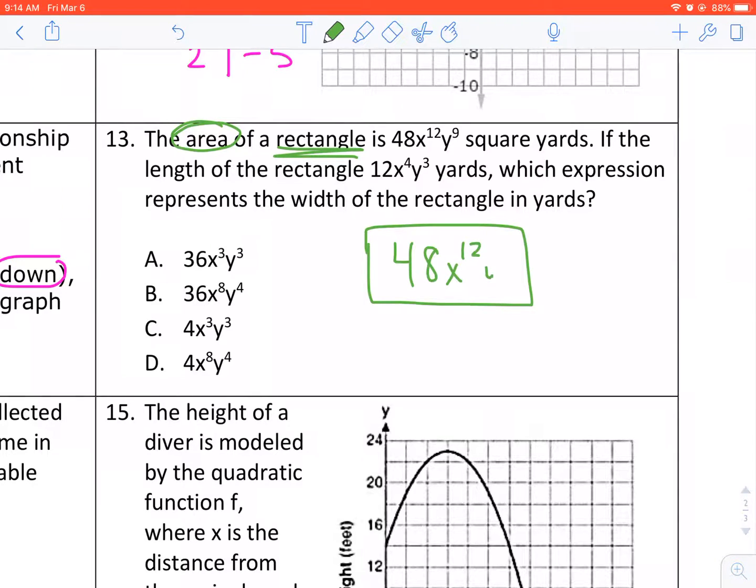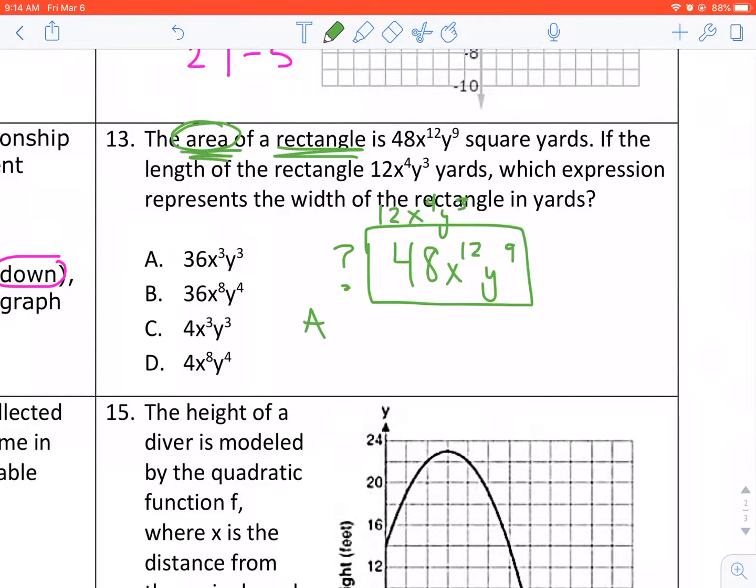48x to the 12th, y to the 9th. And why did I put that inside? Because it says that's the area. Area goes inside. And then it says the length of the rectangle. So that means one of these sides. So like this, 12x to the 4th, y to the 3rd. And then it says which expression represents the width, so we don't know the side.